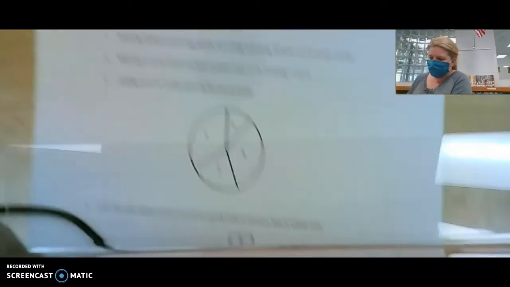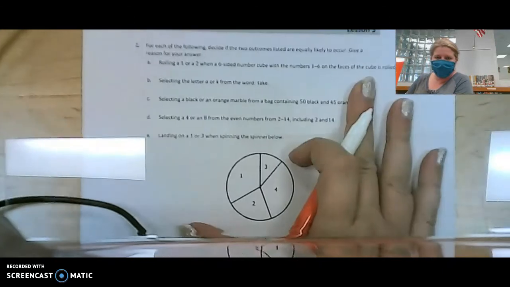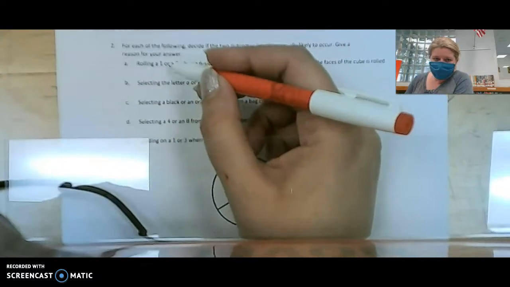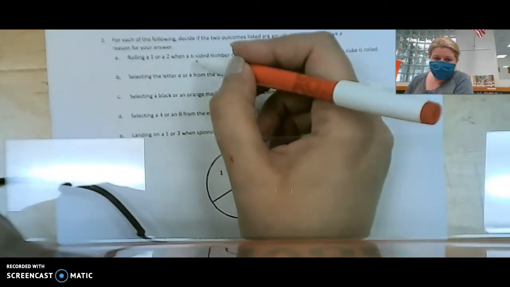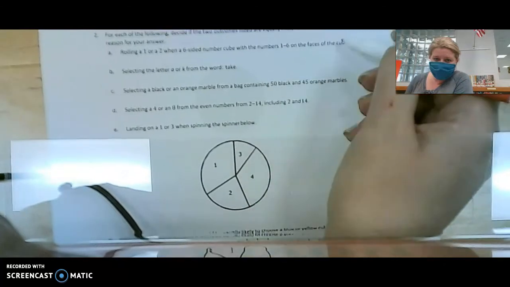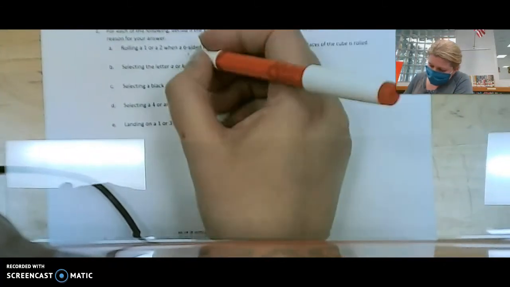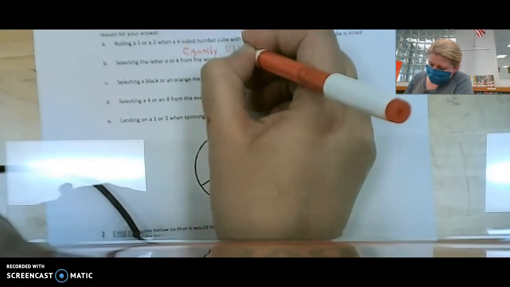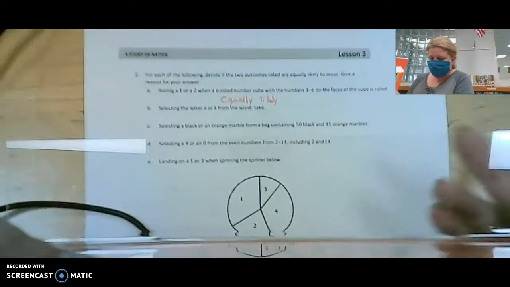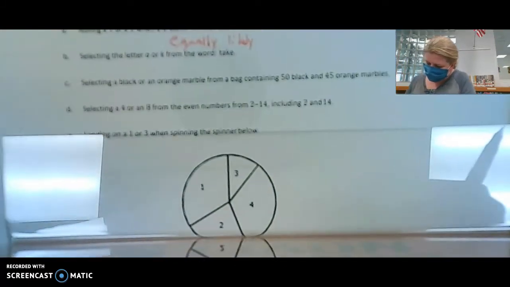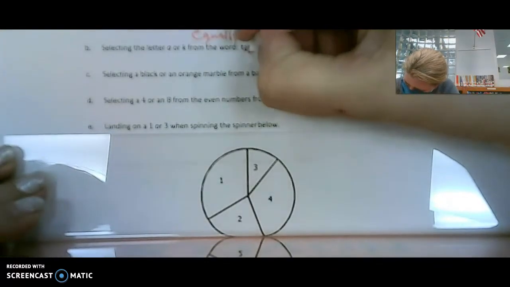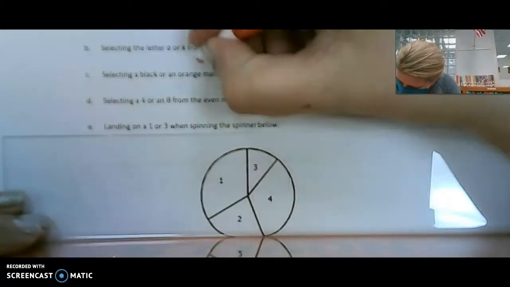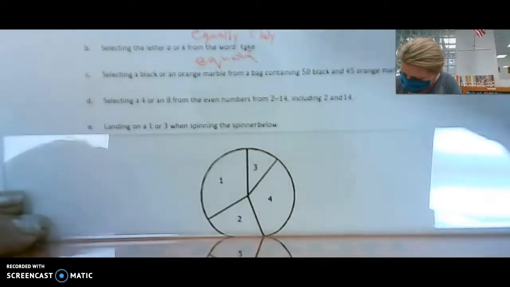Next question. Decide if these are equally likely and then give a reason. So when you're rolling a 1 or 2 with a 6-sided number cube with the numbers 1 through 6 on the faces, then you have an equal chance of landing on a 1 or a 2. Okay. Selecting the letter A or K, they occur the same number of times in the word take, so this one is also equally likely.